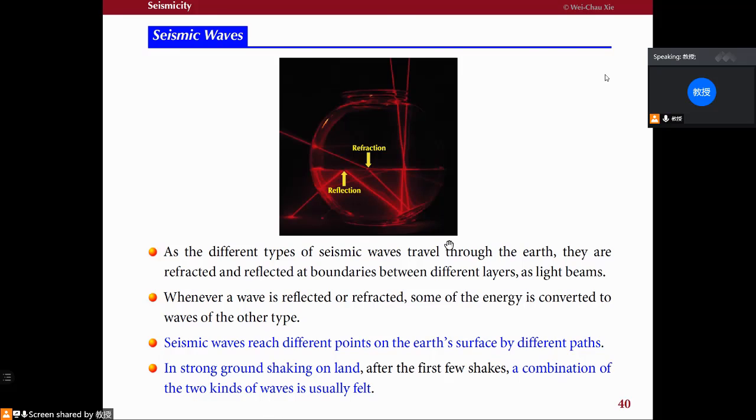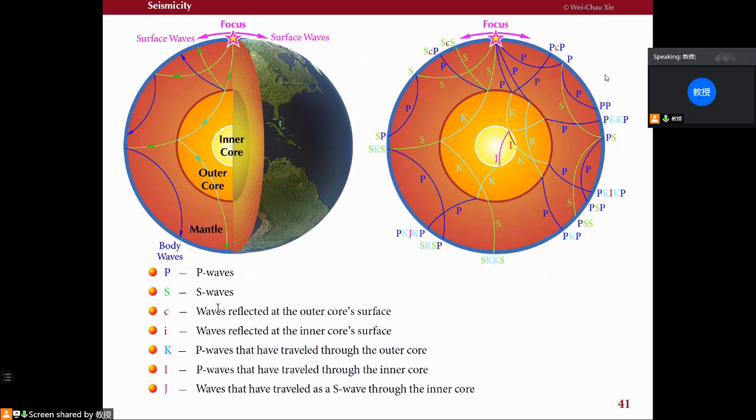Okay, so let's look at this. We have the focus here, and so the earthquake occurs here. Along the surface, we have surface waves, and then in the body, we have body waves. If you look at this, you have body waves, and at the surface, it reflects to this.